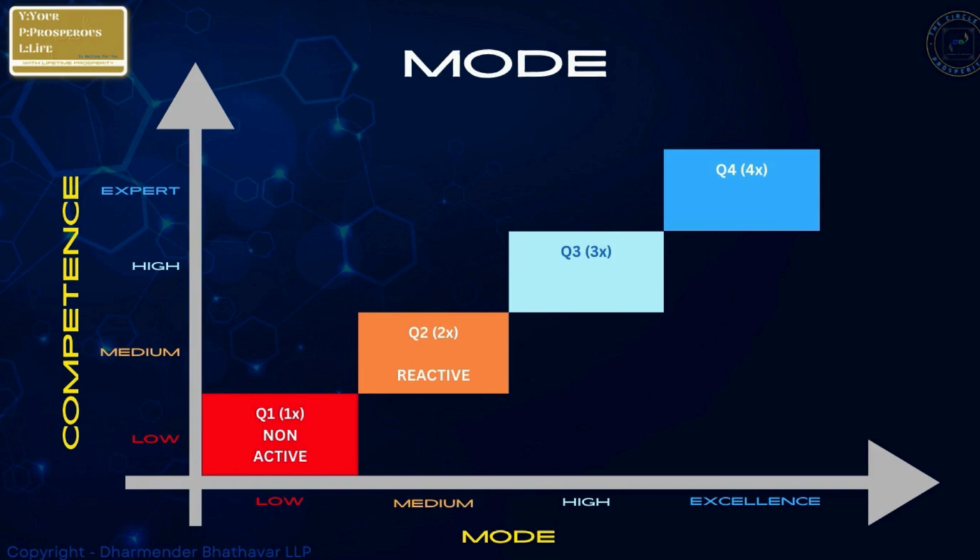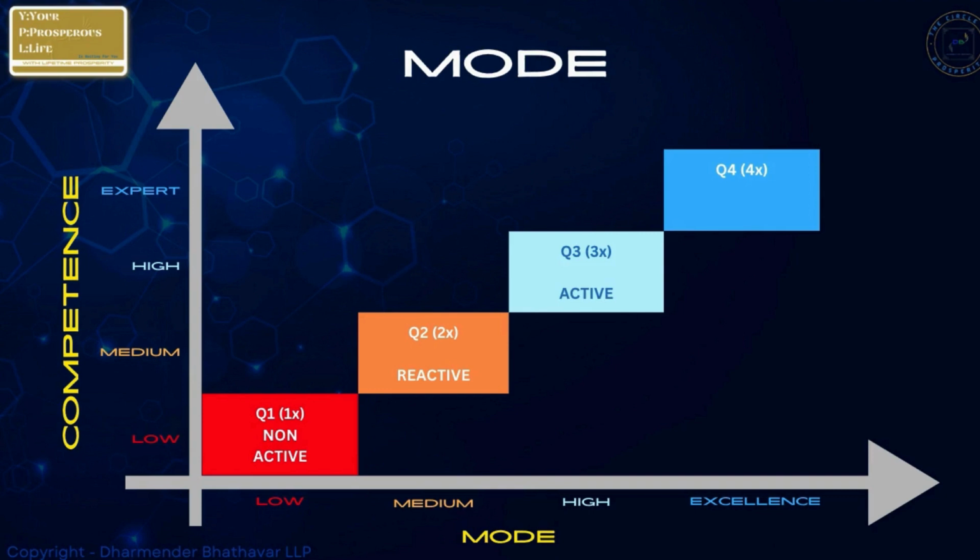In this particular reactive approach, individuals may wait for circumstances to unfold before taking any action, often responding to immediate needs or issues as they arise. So they basically react to the circumstances. So this is quadrant 2.